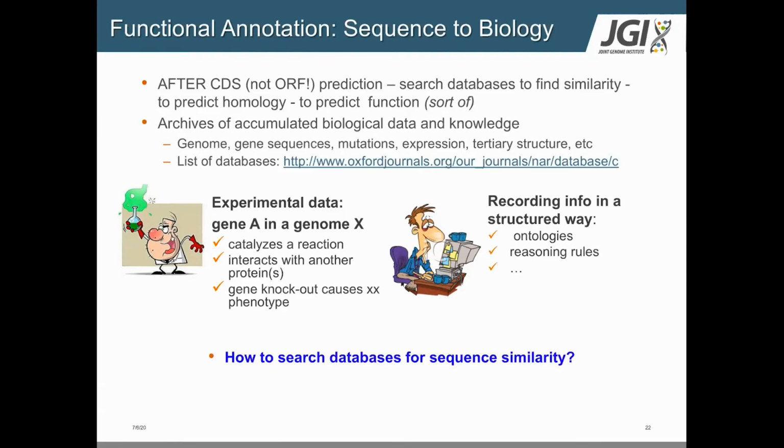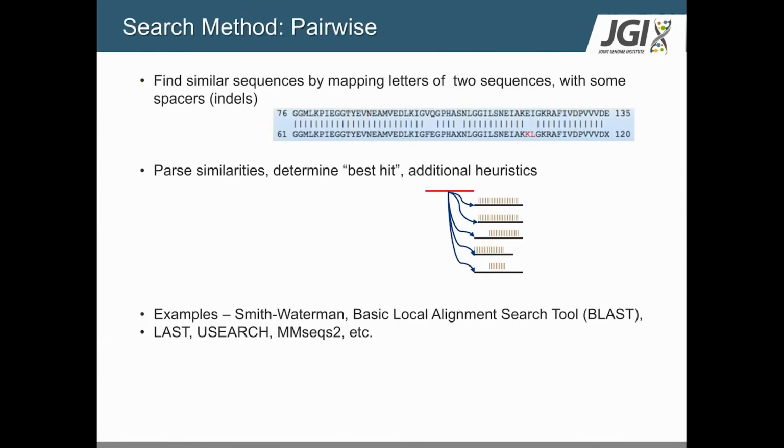Searching these databases, there are 2 general methods. One is everybody's favorite BLAST, which is called the Pairwise method. And all that is you have 2 strings. In this case, it's amino acid string sequences, and you map these 2 strings, allowing for certain substitutions, a certain amount of insertions and deletions, and then you use kind of this best hit approach to parse the information, and then you transitively assign function based on that, and BLAST is an example of that.